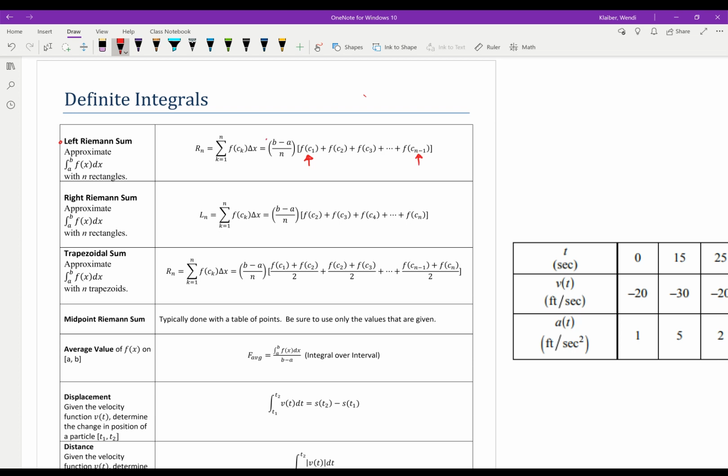Okay, you can recognize this expression. This represents the change in x. And we see here we're using a Riemann sum, and the n represents the number of sums.